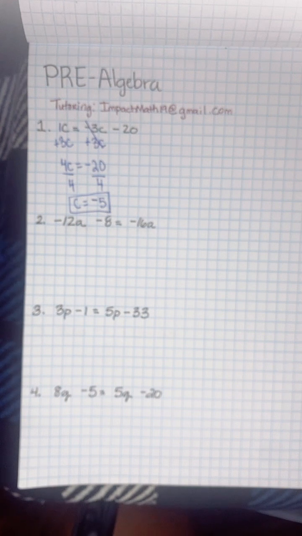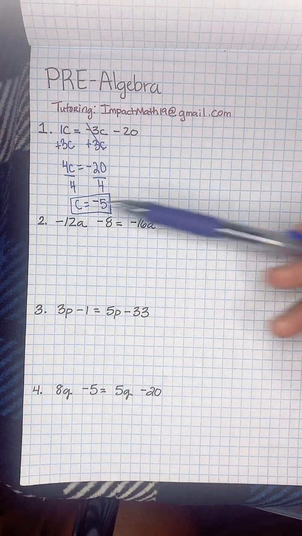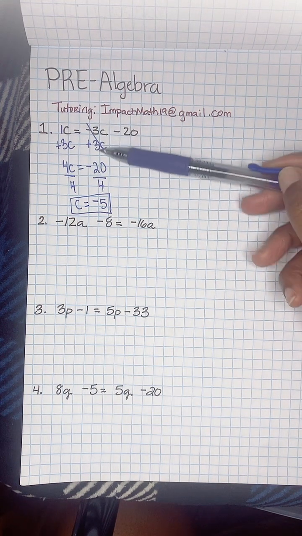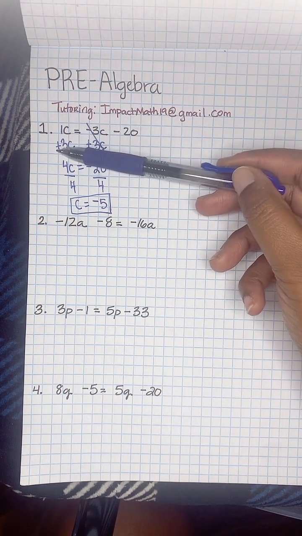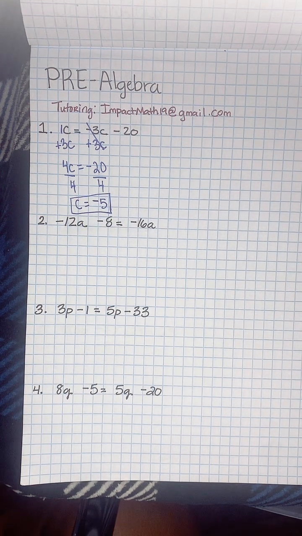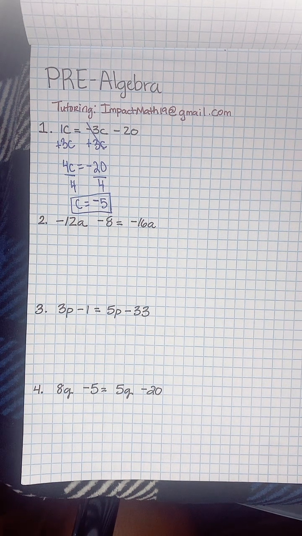So let's continue. Number 2, okay? Which side should I put my a on? Normally, I always say put my variable. No, this time, the first question, we put our variable on the left side. Which one should we put it on? Should we put it on the left side or the right side? Which side should the letter be on?